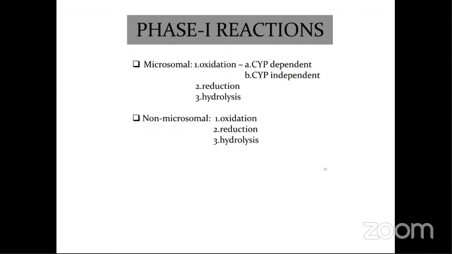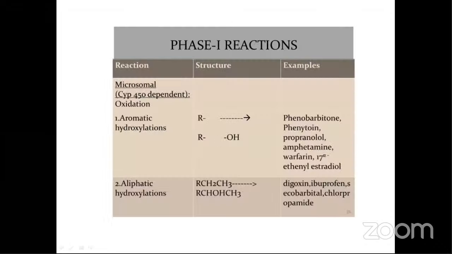So under microsomal and non-microsomal, in microsomal you have oxidation, reduction and hydrolysis. In both cases there are the same reactions but different enzymes, like CYP dependent and CYP independent oxidation reactions. So these are categorized under phase 1. You can see some of the drugs which are available under different phase 1 reactions under microsomal.